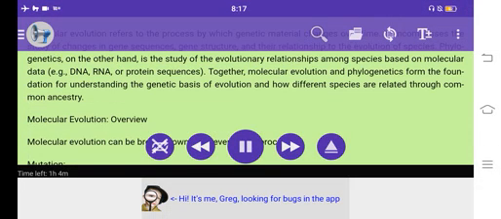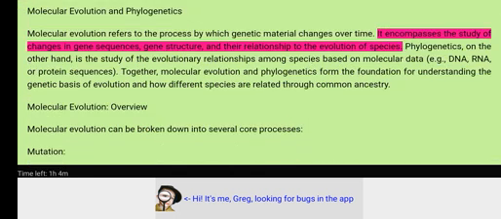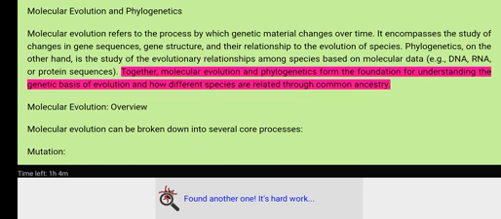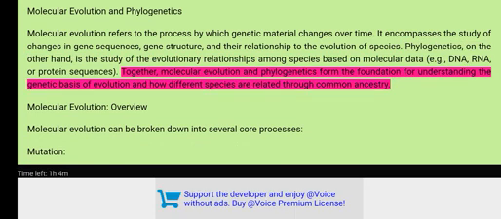Molecular evolution and phylogenetics. Molecular evolution refers to the process by which genetic material changes over time. It encompasses the study of changes in gene sequences, gene structure, and their relationship to the evolution of species. Phylogenetics, on the other hand, is the study of the evolutionary relationships among species based on molecular data, e.g., DNA, RNA, or protein sequences. Together, molecular evolution and phylogenetics form the foundation for understanding the genetic basis of evolution and how different species are related through common ancestry.